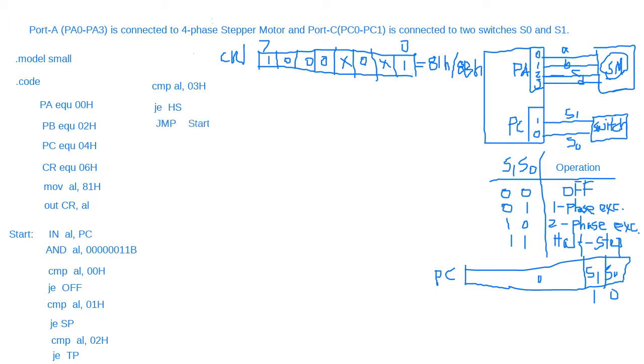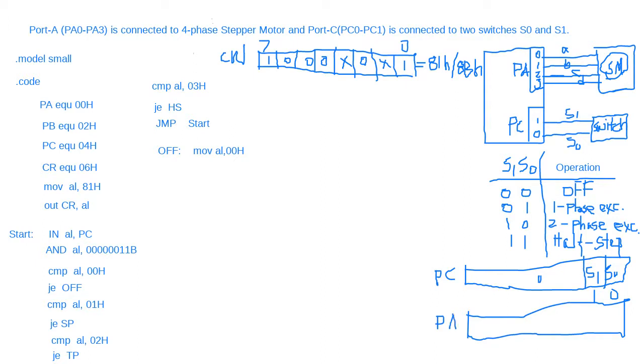Okay. So now let us define these 4 modes, off mode first. How can we make the off? The very simple thing: if you send 0 to all the 4 bits, the 4 phases, then it will be off. Here we use only the lower 4 bits, so the other 4 bits must be 0. MOV AL comma 00H. Because, okay, let me draw it. This is about port A.